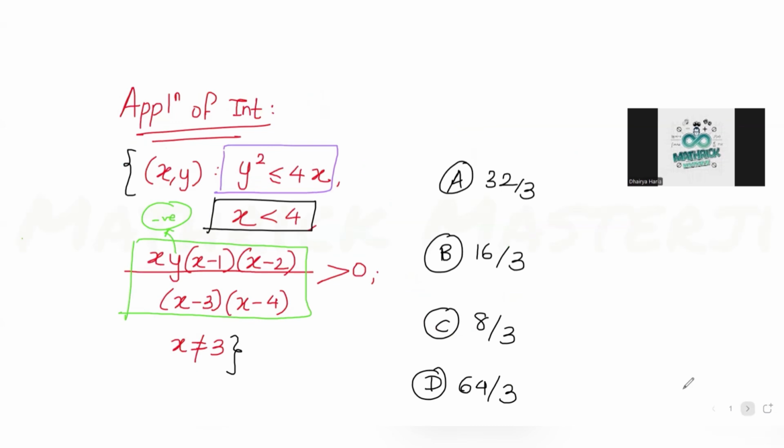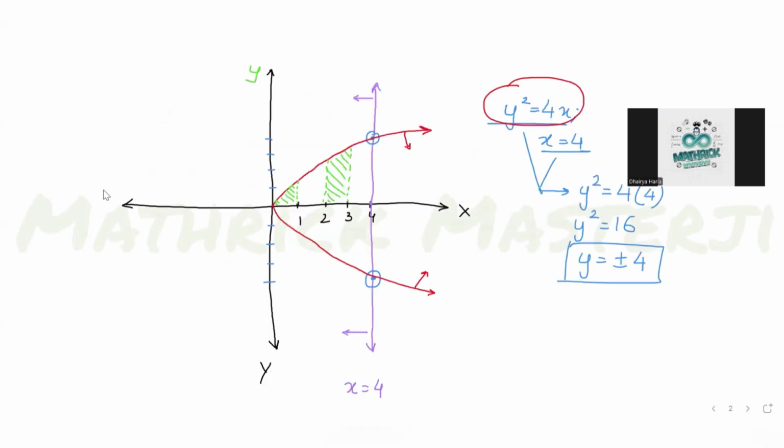So let's draw the region there. If I show you the region there, between 1 and 2 it becomes negative, and between 3 and 4 also it becomes negative. So this is how my shaded region looks like, for which we have been asked to find the area now.